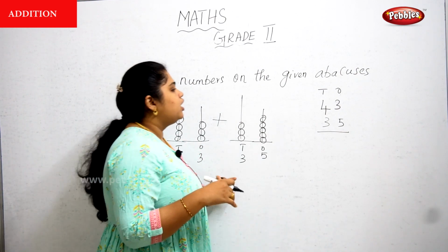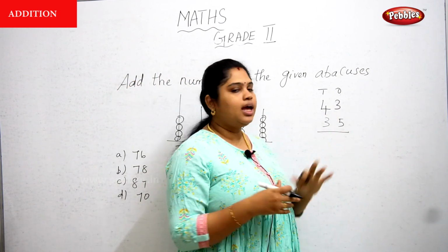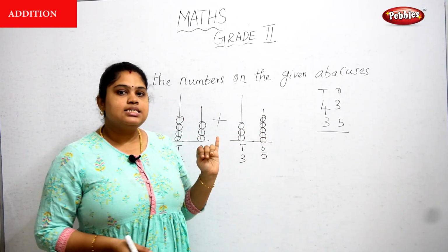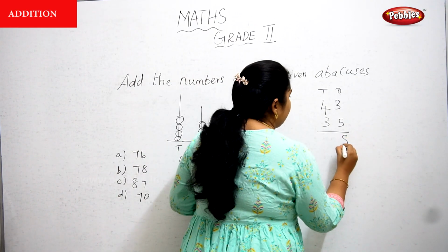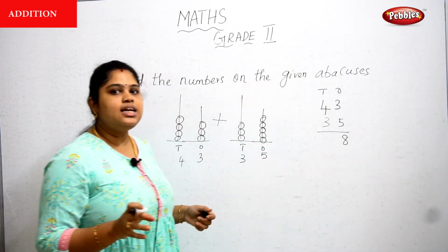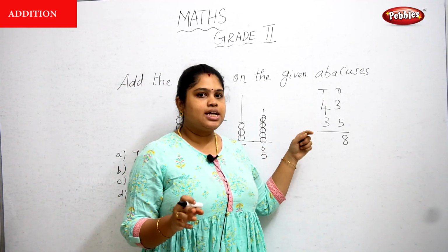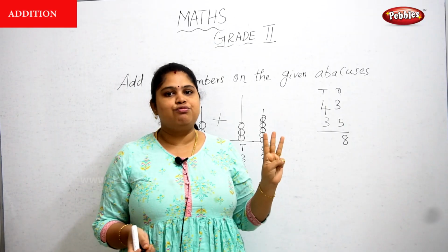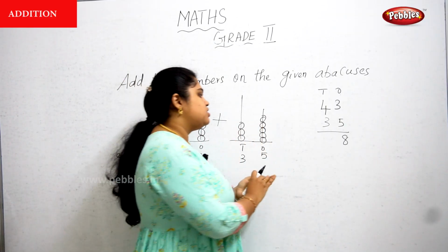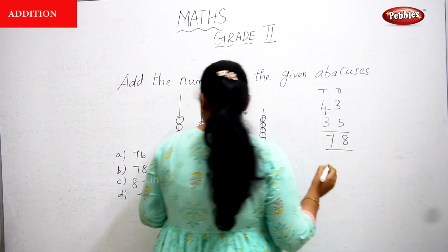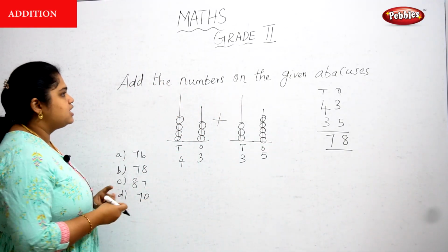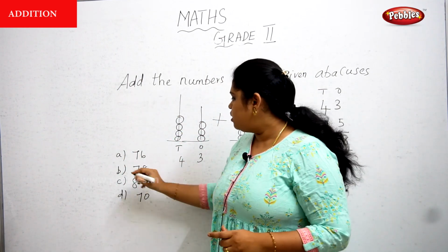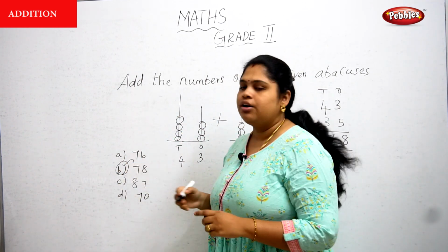Okay, children. Now calculate: 5 in the mind, and 3 on the fingers. After 5: 6, 7 and 8. So in the ones column we got the answer 8. Next move on to the tens column. So 4 in the mind, 3 on the fingers. After 4: 5, 6 and 7. So we got 78 as the answer. Let's check which option has the number 78. Option B. So option B is the right answer.